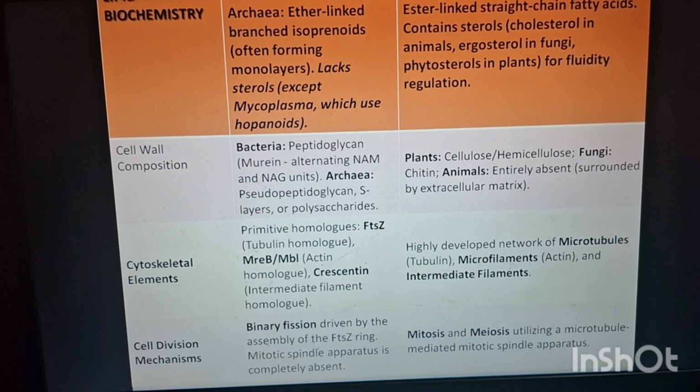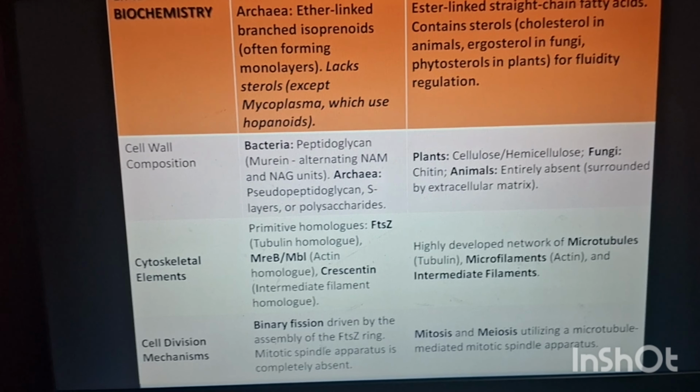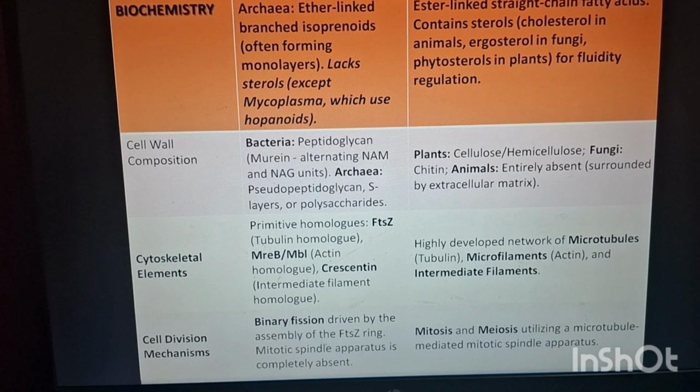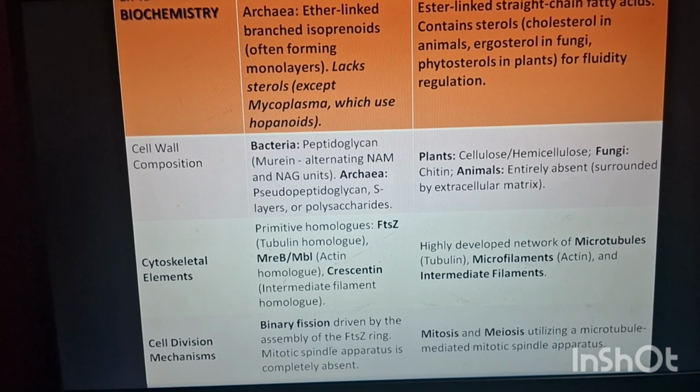Next, cell division mechanism. In prokaryotic cells, binary fission is seen, driven by the assembly of the FtsZ ring, and the mitotic spindle apparatus is completely absent. And in eukaryotic cells, there is mitosis and meiosis utilizing a microtubule-mediated mitotic spindle apparatus.